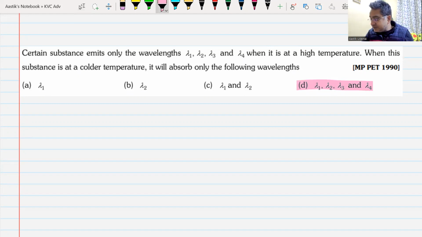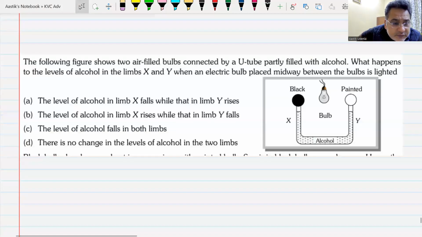Then comes the next question, and I hope you can give me the answer for this one. The following figure shows two air-filled bulbs connected by a U-tube filled with alcohol. What happens to the level of alcohol if an electric bulb is lighted between the two? One side is a black air-filled bulb. The other side is a light colored bulb.